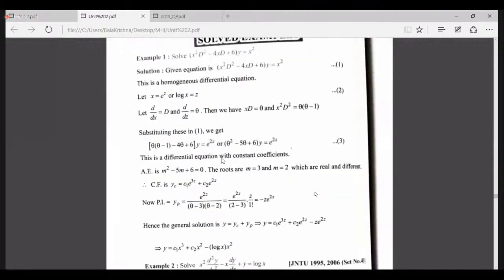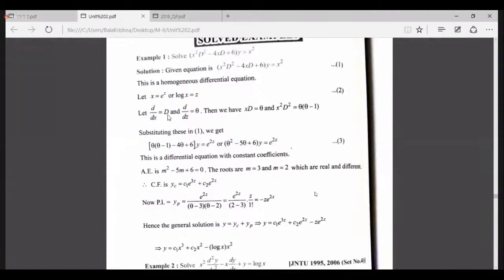So just remember these things and apply them there, so that the total equation, which is in the form of f of D, changes in terms of f of theta. Like this, x square D square, that is theta into theta minus 1, minus 4 into xD, that is theta, plus 6 into y is equal to, on the right side, x is there, where x we have assumed as e power z. That means e power z whole square is e power 2z. So the total equation will be in the form of f of theta into y is equal to q of z. There you will be having f of D into y is equal to q of x. So the independent variable we were having as x, here it is changed into z because we have changed that in terms of z.